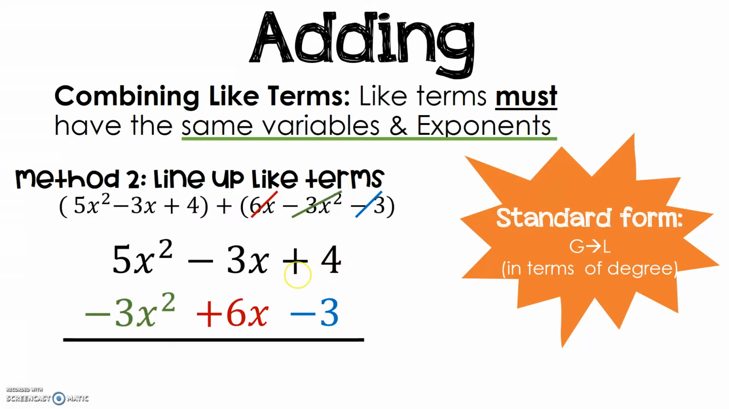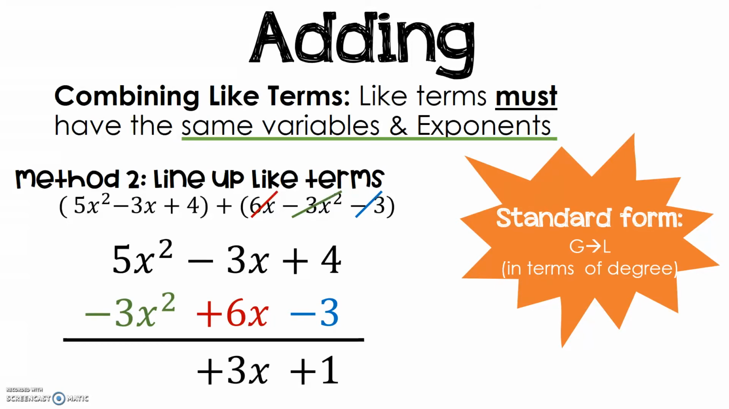The first thing you're going to do is positive 4 minus 3, which is a positive 1. And then you work your way left. Negative 3 plus 6 is going to be a positive 3. And you keep your variable and exponent the same. That does not change when you're adding and subtracting. I cannot stress this enough.